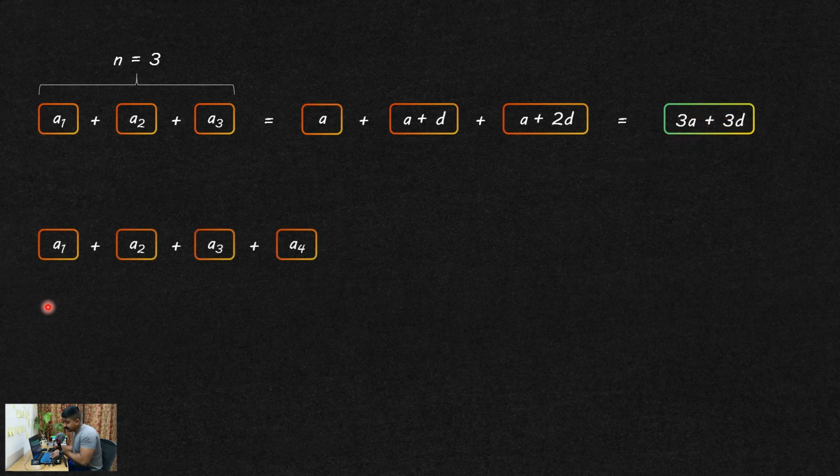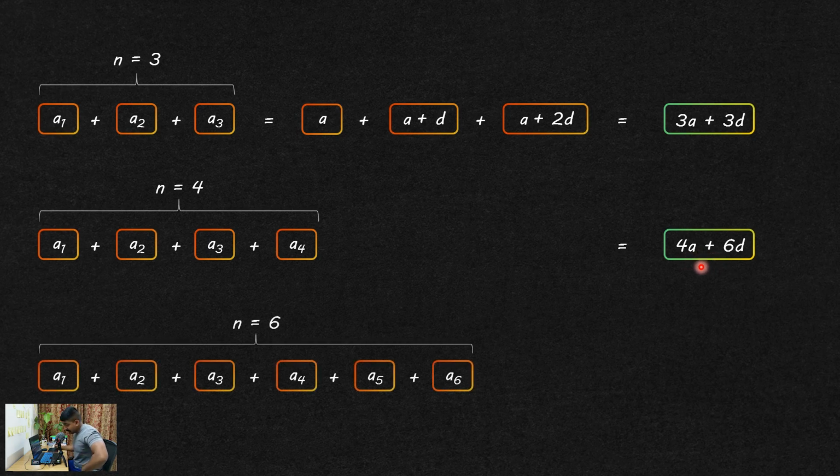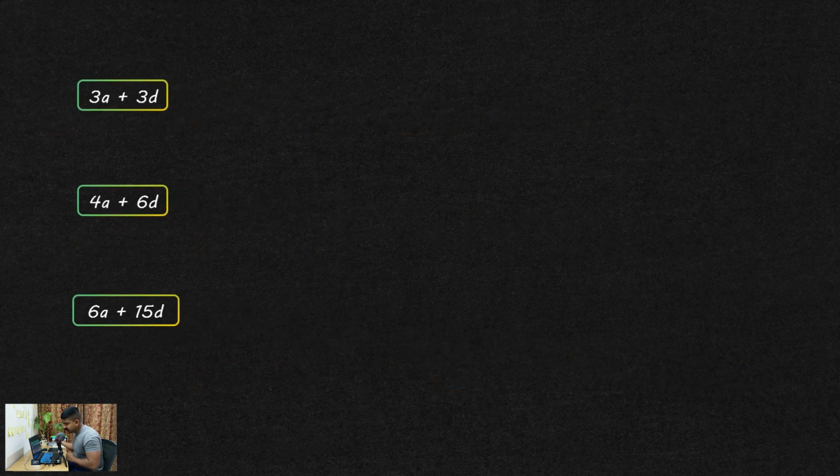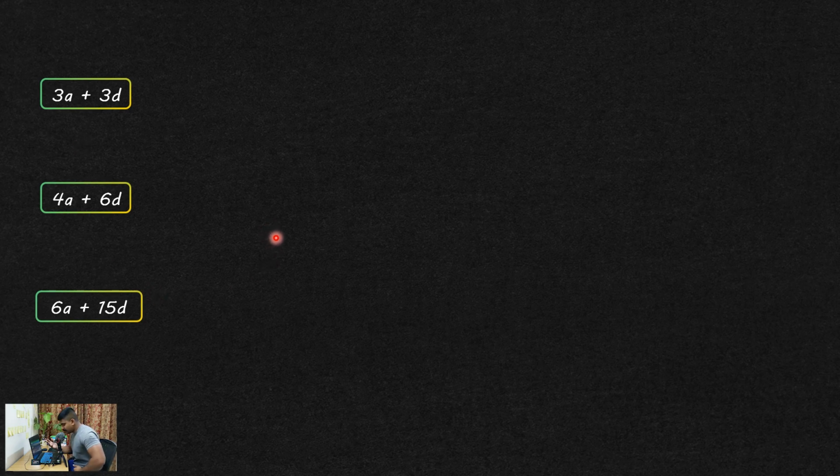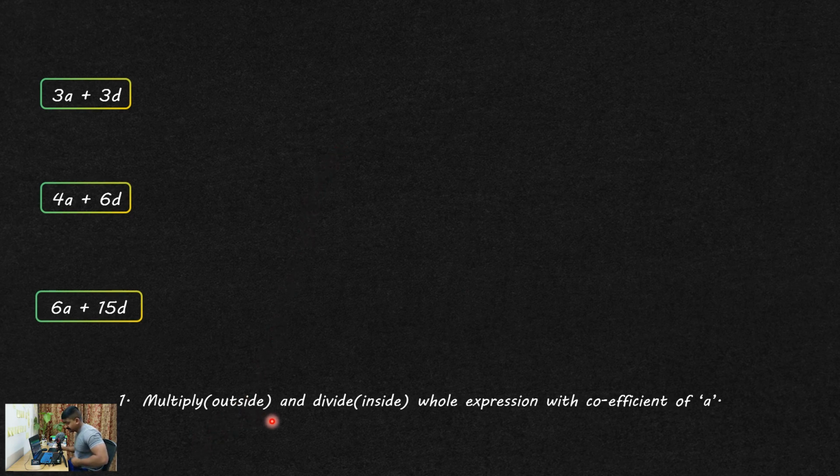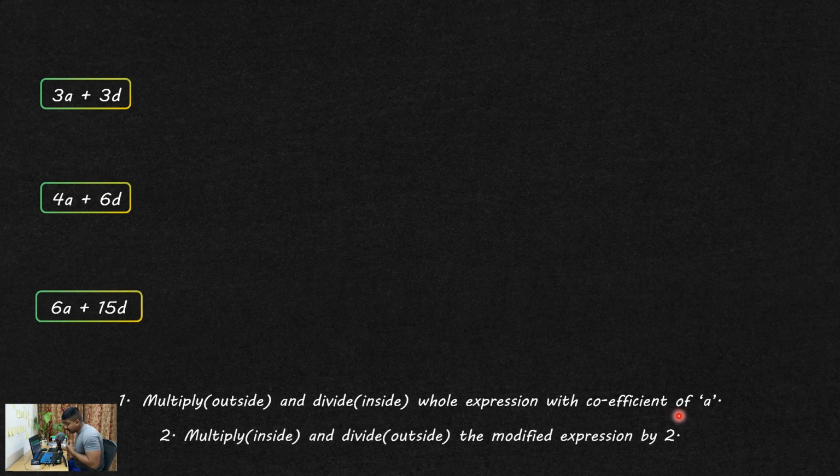Next, we'll add the first 4 terms of the same AP. After doing the same activity, we'll get 4A plus 6D. And now, in this case, we have a total of 6 terms and we are adding the first 6 terms of the same AP. And the result is 6A plus 15D. So let's bring our result over here. Now we are going to do some mathematical manipulations. First, we'll multiply outside and divide inside the whole expression by the coefficient of A. And then we'll multiply inside and divide outside the modified expression by 2. Let us see what I am talking about.